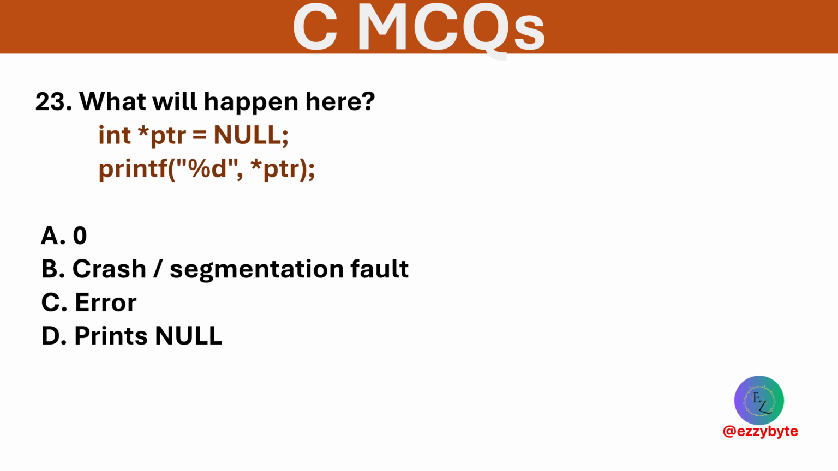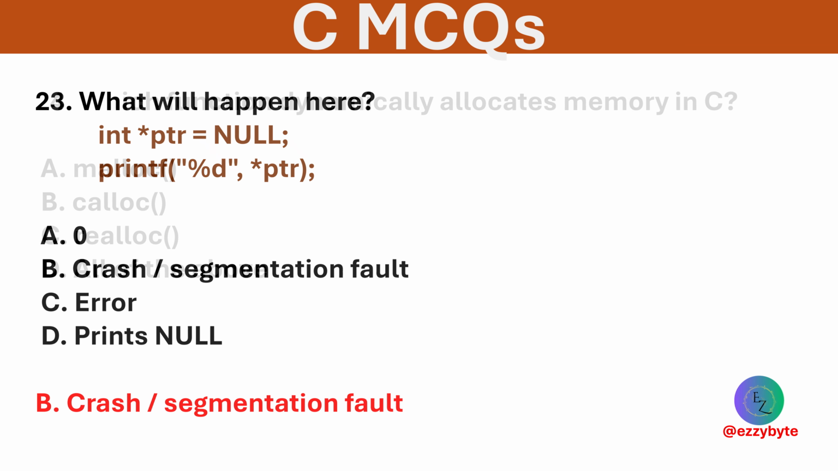What is the correct output of the following code? Options are 0, crash or segmentation fault, error and print null. Option D is correct. Dereferencing null causes a crash.